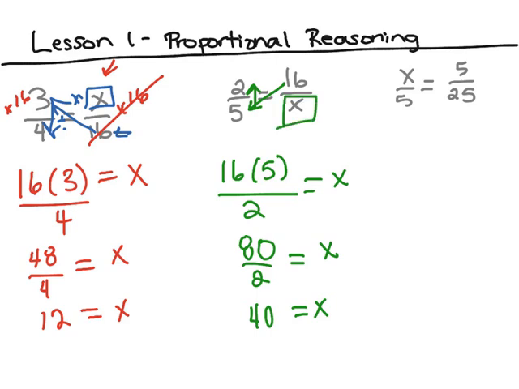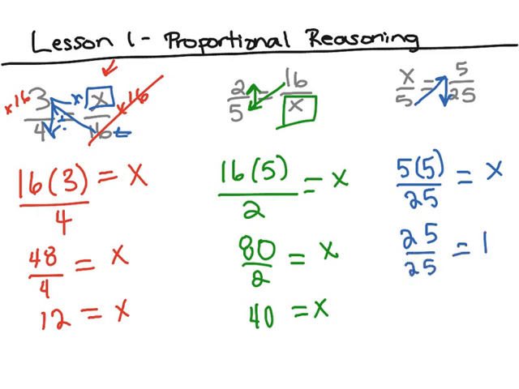And on the last one, the number opposite x is 5. So you're going to cross multiply up. So 5 times 5. And divide down. So divide by 25. And that will equal our x. So that is 25 over 25, which 25 divided by 25 is 1. So 1 is equal to x. So this value right here is equal to 1.